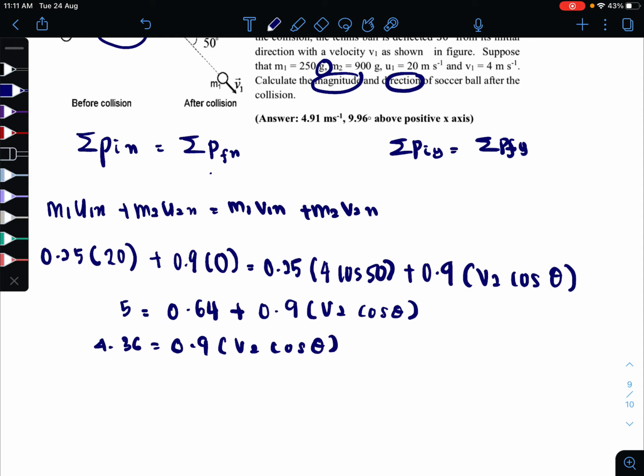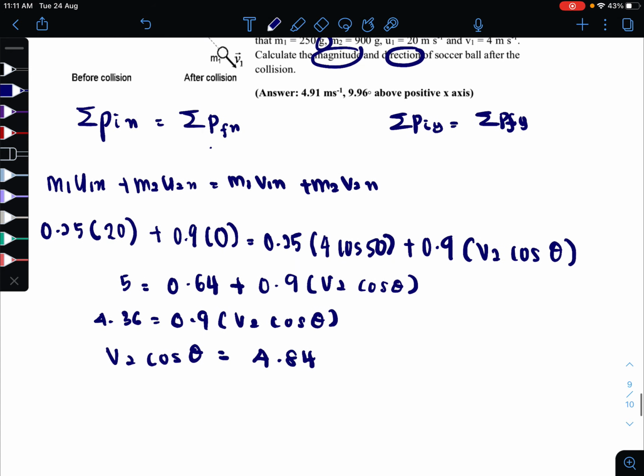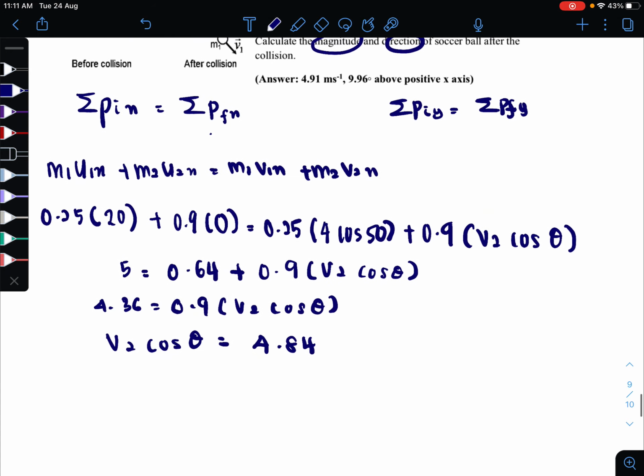So bila kita bawa, kita akan bahagi, divide 0.9. We should get V2 cos theta sebanyak 4.84. Right, this is V2 cos theta, which is basically the velocity along X component kita. So we leave it here. Kita belum selesai. Kita nak V2 dan juga kita nak theta.